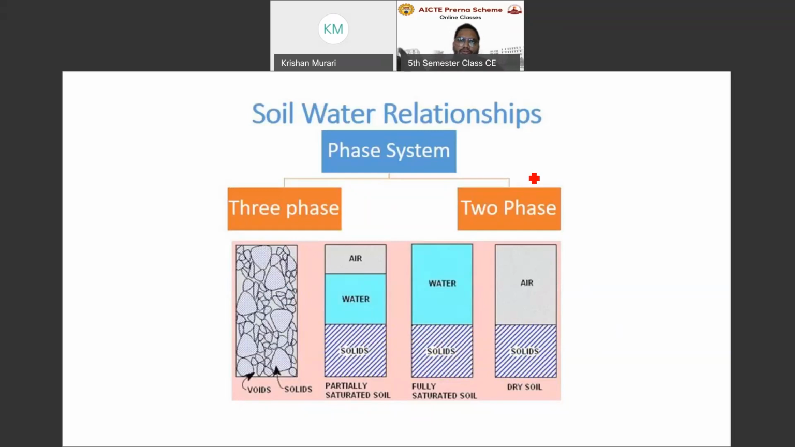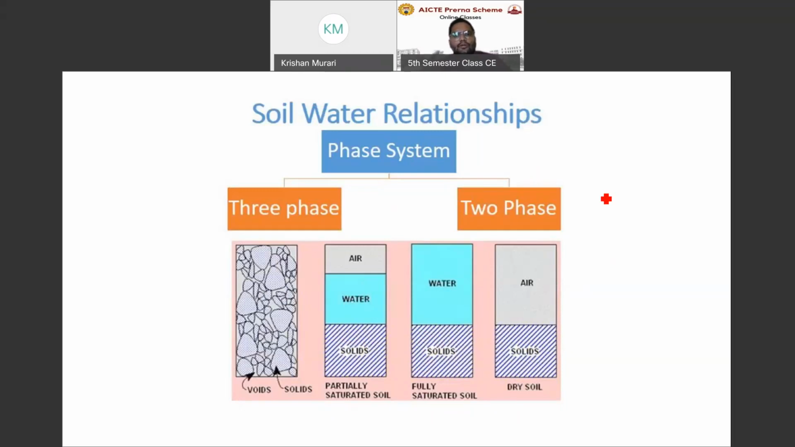Here we study the soil water relationship. The soil water relationship chapter basically depends on the phase system. So what is the phase system? Actually, in any soil we find that the soil contains basically three components.